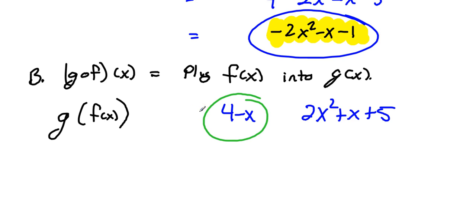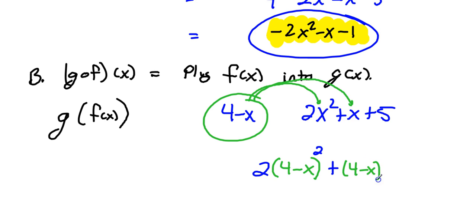Now this is the one that's got a little bit more work, because there's 2 x's to plug in. We've got to plug it in here for x, and we've also got to plug it in here for x. This means that becomes 2 times (4 minus x) squared plus (4 minus x) plus 5.